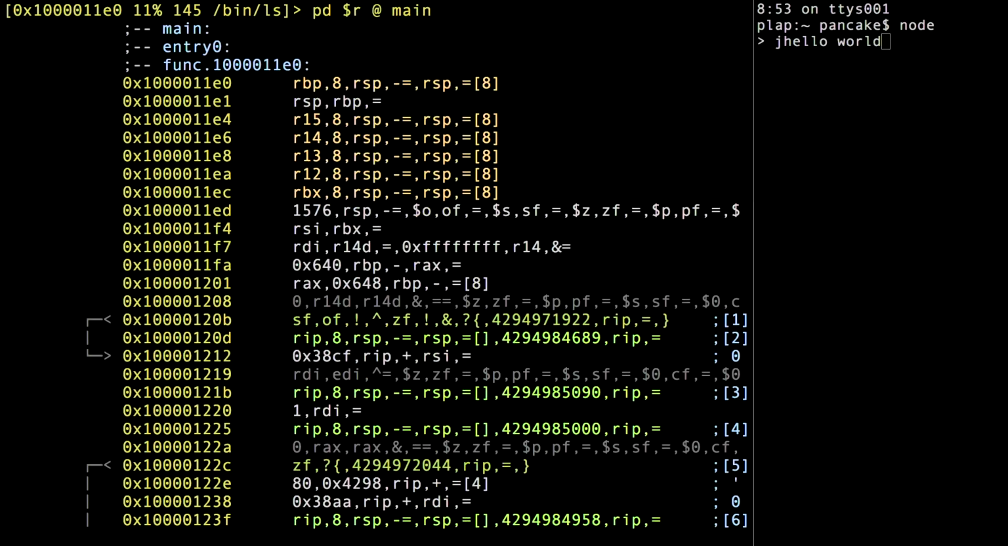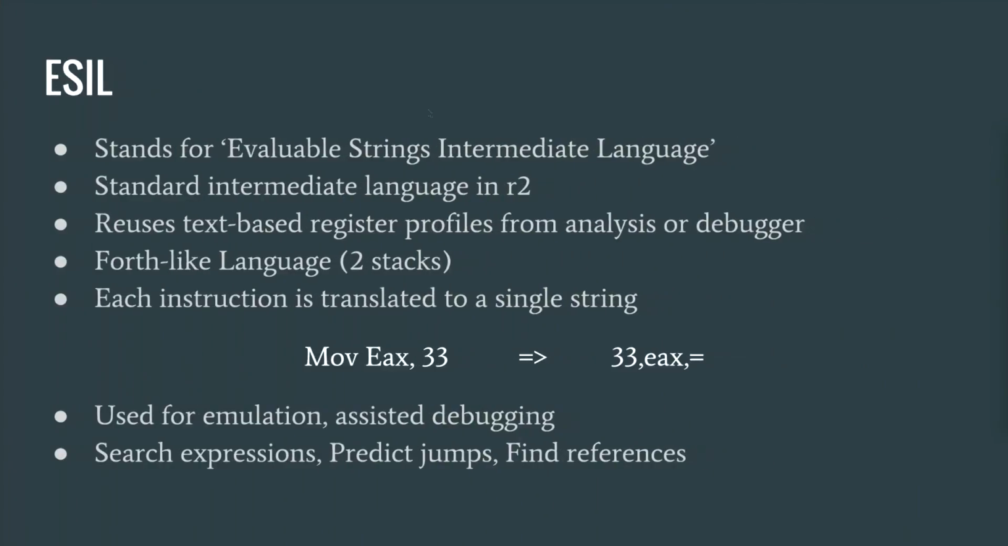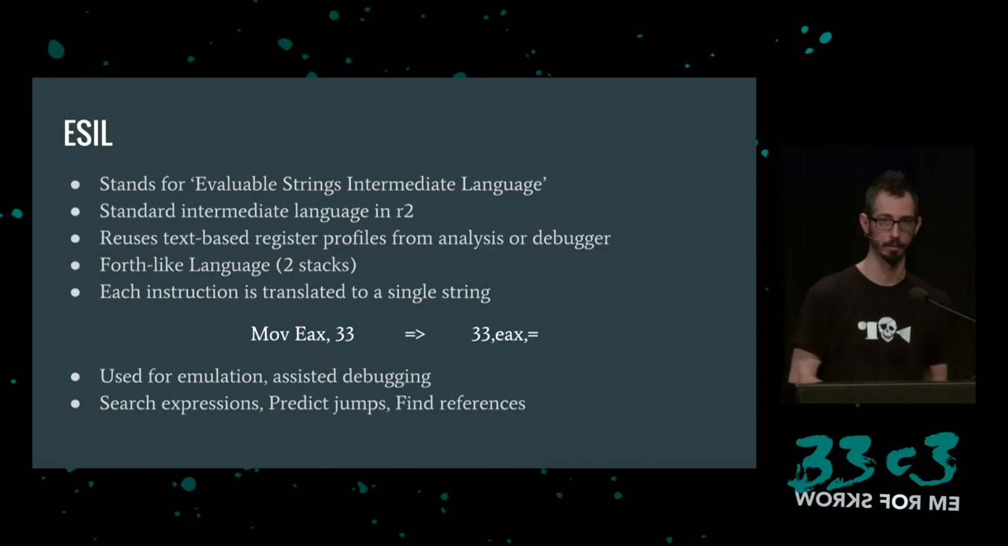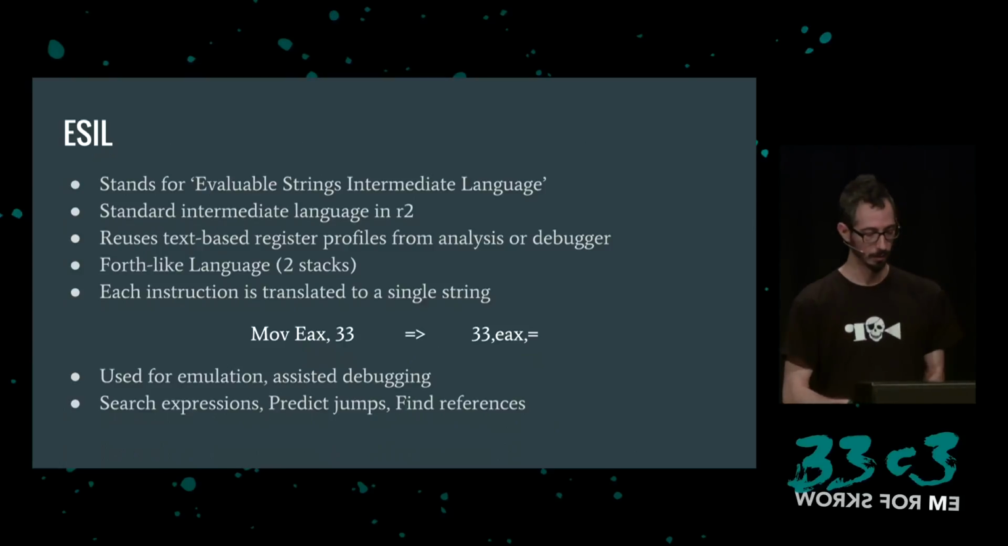So it's a Forth-like language. It has two different stacks. And it's text-based. The reason for this is that you can easily read and modify what the instruction is doing. You can also change the instruction itself. So without having to recompile Radare2, you can change the expression. And this is used for many things, not just for emulation. It's used for analysis. It's also used for assisted debugging.